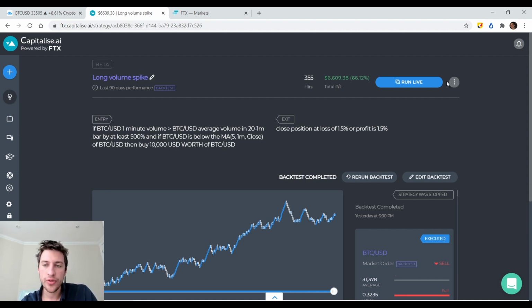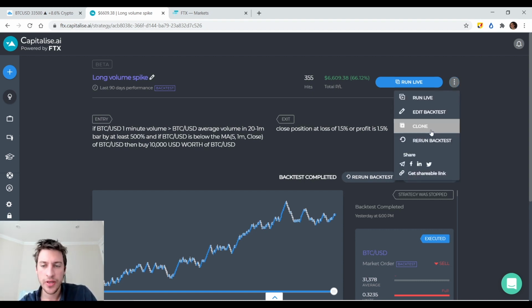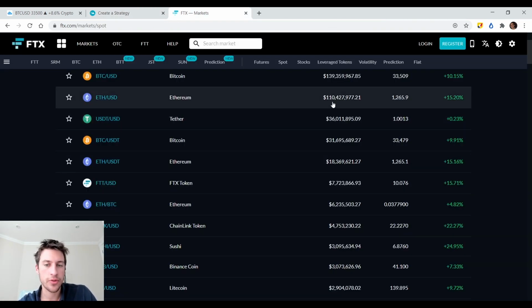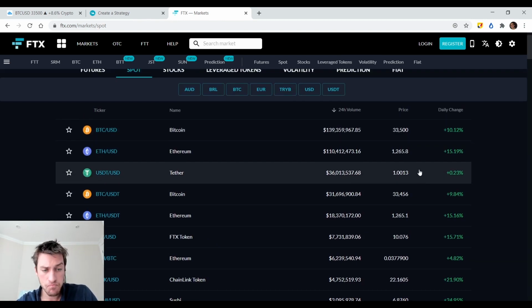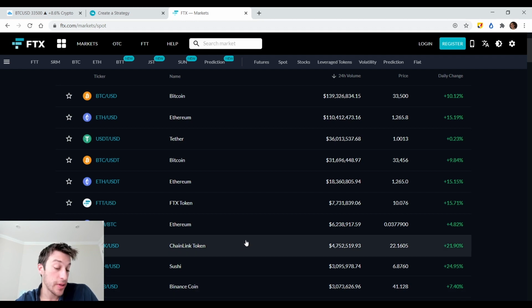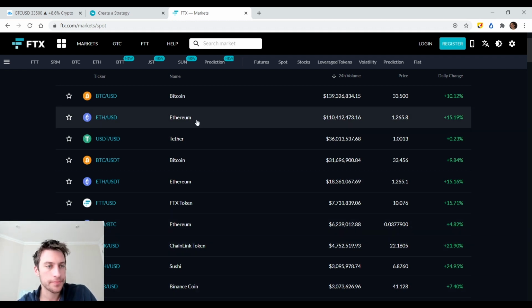But what you can also do with this kind of strategy, and I'm actually just going to post this all for free so that you guys can use this, and everything I'm showing you is 100% free, is we can clone this strategy and then actually enact a volume spike strategy on any coin we want from FTX. So let's say that we want to do this on BNB through FTX.